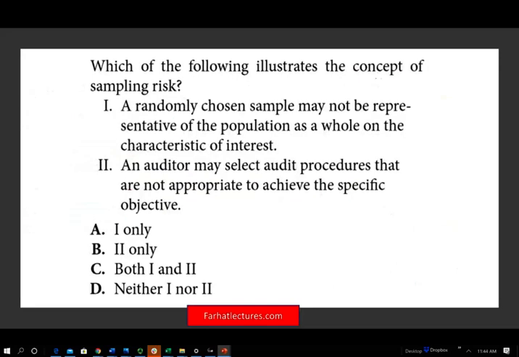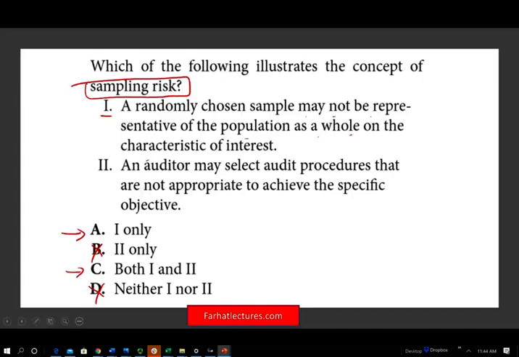Which of the following illustrate the concept of sampling risk? So simply put, do you know what sampling risk is? That's what they're asking. Now they can ask these questions in so many different ways. Let's take a look at what we mean by this question in this context. One, a randomly chosen sample may not be representative of the population as a whole on a characteristic of interest. Well, look, this looks like a sampling risk definition. So I would say I will keep A. I will take out B, I will keep C, take out D.